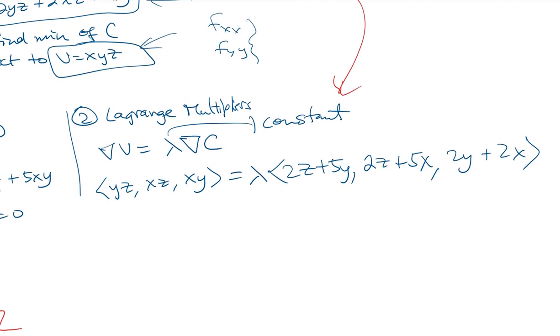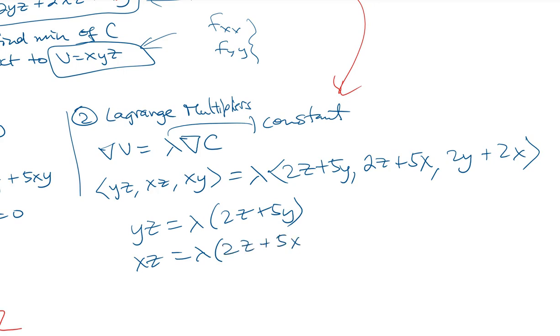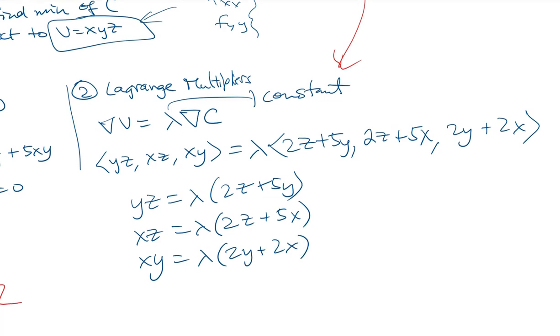And now you just set these equal. So I got yz equals lambda times 2z plus 5y. I get xz equals lambda times 2z plus 5x. And I get xy equals lambda times 2y plus 2x. There we go.